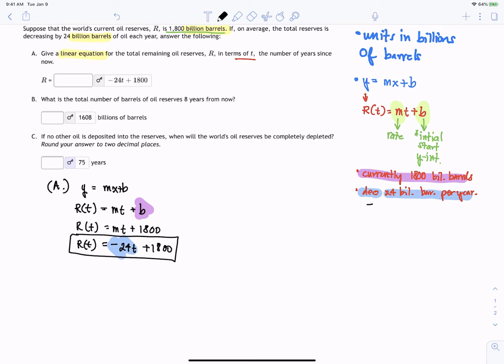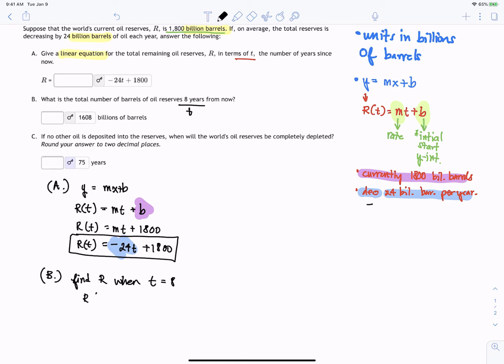So part B asks, well, if you have a function now from part A, what is the total number of barrels of reserves 8 years from now? So we ask, did they give us the number of barrels or the number of years? Because if they give us the number of barrels, we know that that is R. If they give us the number of years, then we know that it is T, right, for T years. And we can see that they gave us years, which is T. So for part B, we need to find R when t is equal to 8.